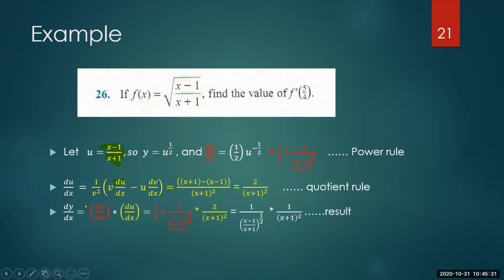So our third step then is dy/dx is equal to dy/du, which is in red, multiplied by du/dx, which is in yellow. So that's the first piece here, the half by 1 over ((x minus 1) over (x plus 1)) to the power of a half, all multiplied by 2 all over (x plus 1) squared. And so you can see that the 2 and the half cancel, and you get 1 all over ((x minus 1) over (x plus 1)) to the power of a half, all multiplied by 1 over (x plus 1) squared. And that is our result. That's our differentiation done.